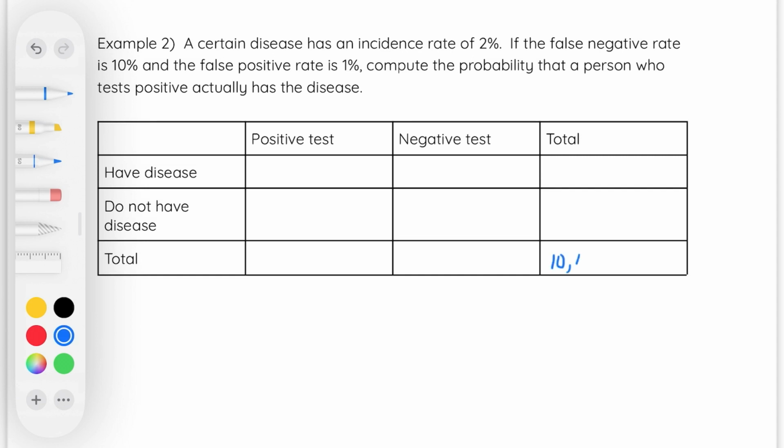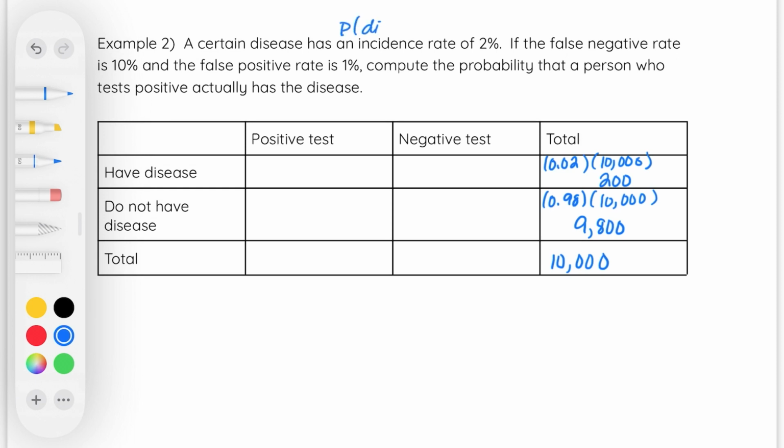So I'm going to assume 10,000 people again. A certain disease has an incident rate of 2%. Well, 2% then of all people are going to have the disease. So 2% of 10,000 people gives me 200. That means to fill the rest of this column, those who do not have the disease would be 98% of 10,000, or subtracting, of course, gives us 9,800.